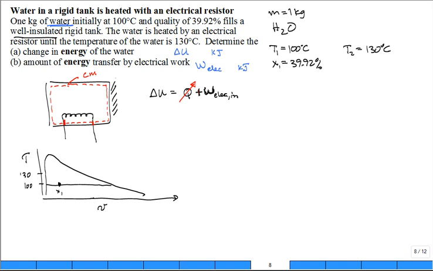Okay, but even this is a change in cap U, isn't it? That's what I'm looking for. So the change in cap U is equal to m times lowercase u2 minus lowercase u1. True or false? So the goal is, can I get lowercase u1? Well, I have to go to the steam tables.